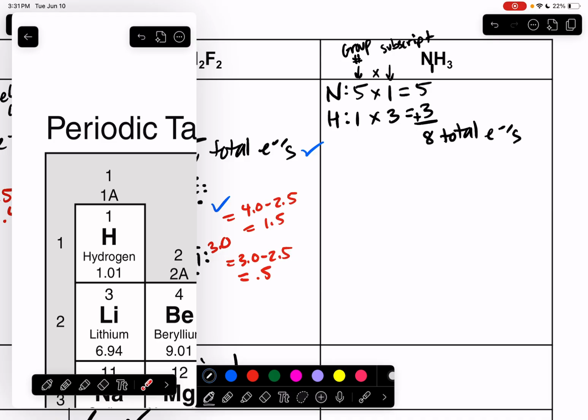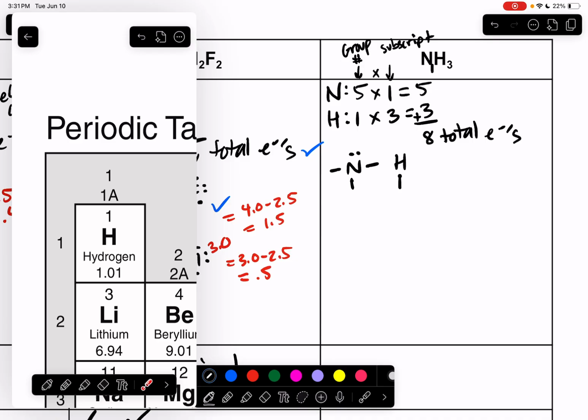Next thing I'm going to do is use the group number to draw my Lewis dot structures. So since nitrogen is in group 5, it's going to have 5 valence electrons. Since hydrogen is in group 1, it's only going to have 1 valence electron. And then the single electrons are the ones that tell you how many bonds you can make. So nitrogen has 1, 2, 3 single electrons, so it can make 3 bonds. Hydrogen has only 1 single electron, so it can only make 1 bond.